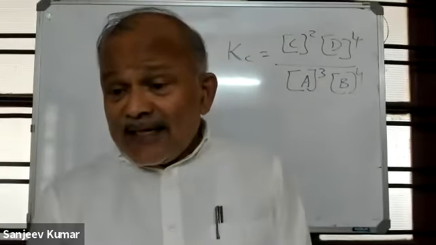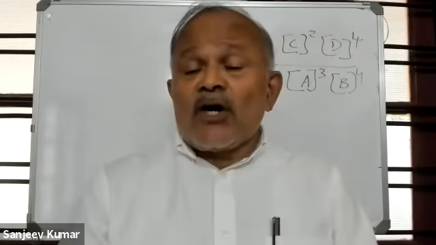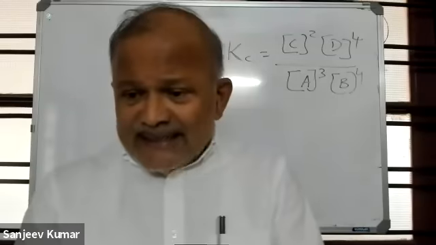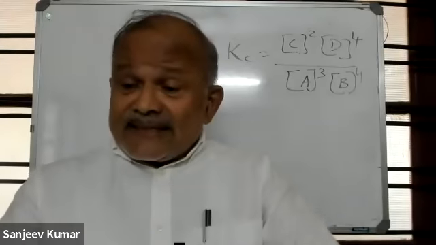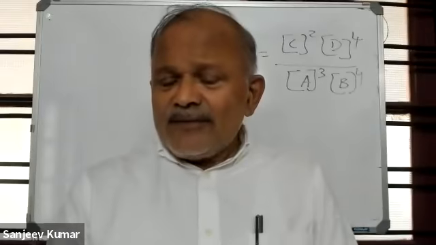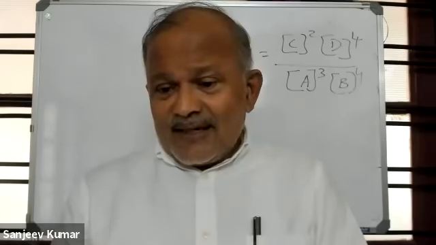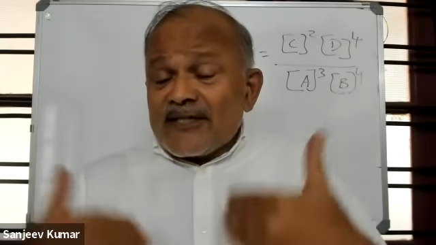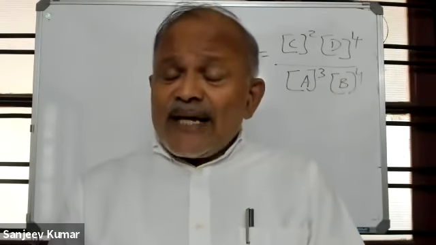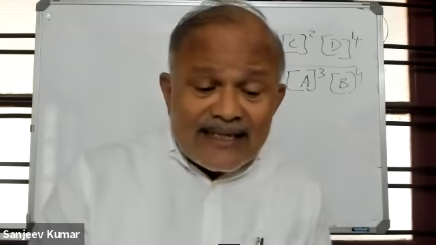You know that an equilibrium can be attained by taking the reactants alone, or taking the product alone, or taking the reactants and product together. If you take the reactants alone, initially the forward reaction will take place, because the reactant will react to give product, and as soon as the products are formed, they will react to give back the reactants.